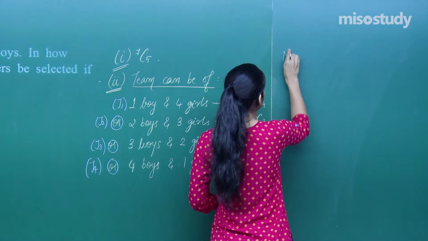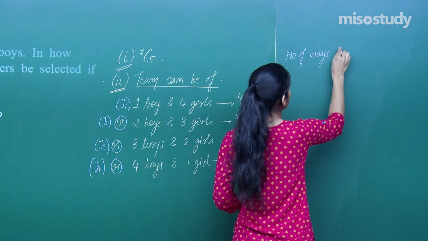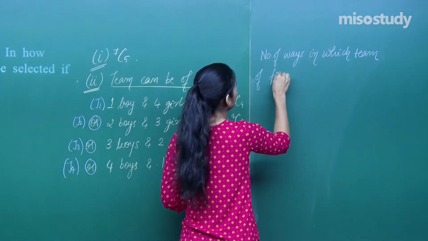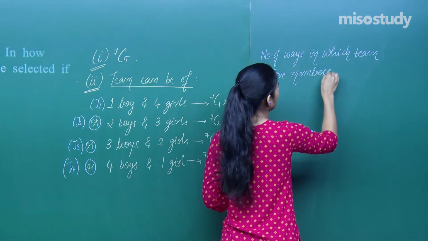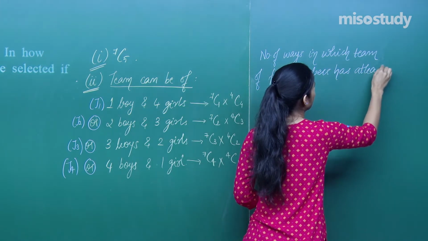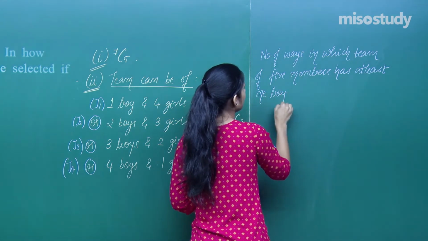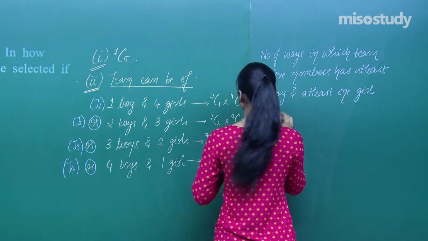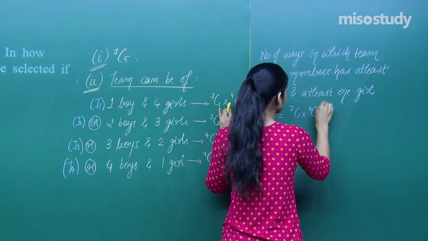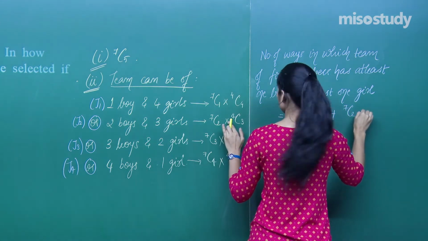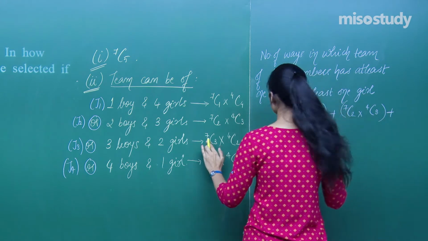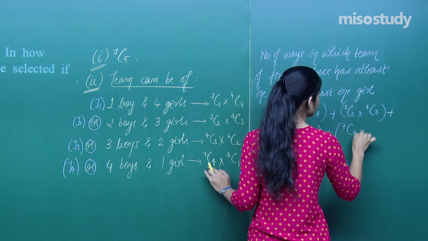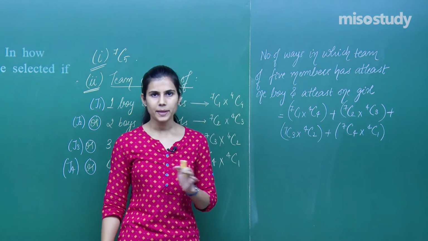I am saying number of ways in which team of 5 members has at least one boy and at least one girl is 7C1 into 4C4 plus 7C2 into 4C3 plus 7C3 into 4C2 plus 7C4 into 4C1. You can easily calculate the number, that is your answer.